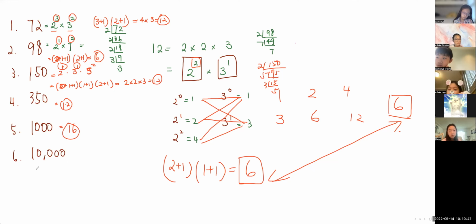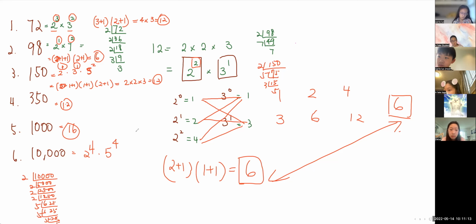So 10 to the power 4 equals 10,000. So what does 10,000 equal? 2 times 5,000, 2 times 2,500, 2 times 1,250, 2 times 625, 5 times 125, 5 times 25, and 5 times 5. Okay, so if you take a look at this, it equals 2 to the power 4 times 5 to the power 4. So how many factors are there? It's 4 plus 1 times 4 plus 1, equals 25.